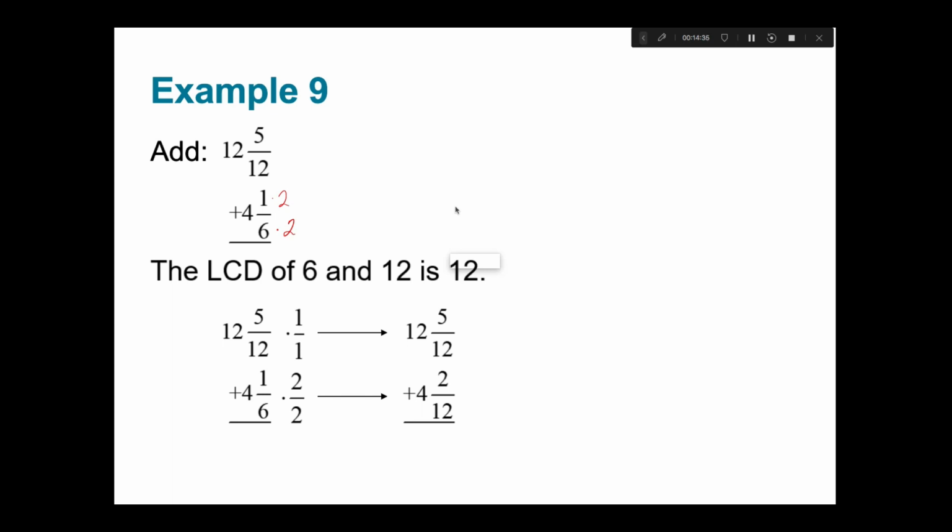Now I deal with my fractions first. I have 5/12 plus 2/12, which is what? 7/12. And I have 12 plus 4, which is 16. Just like that, we're done. Got that written down?